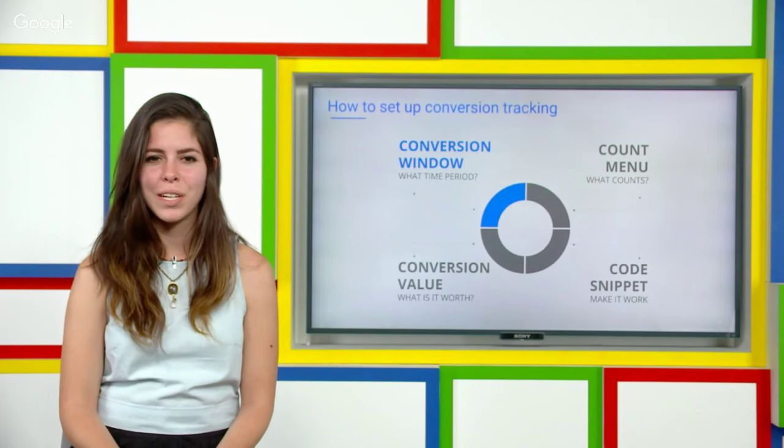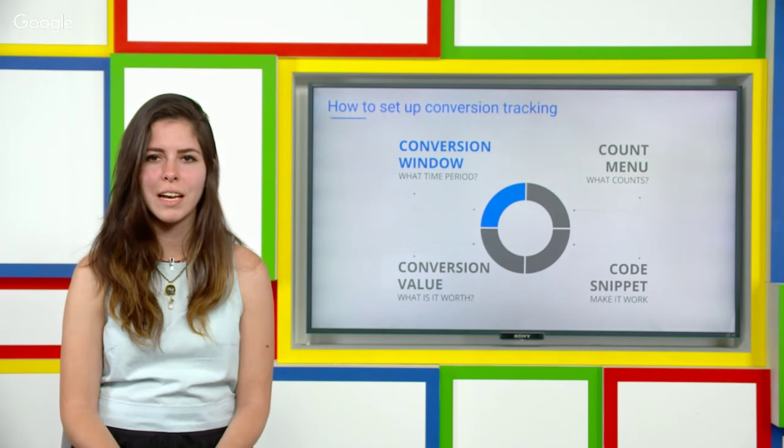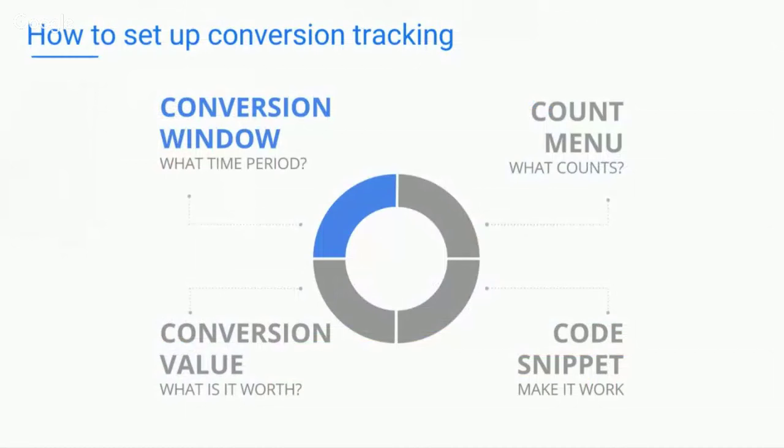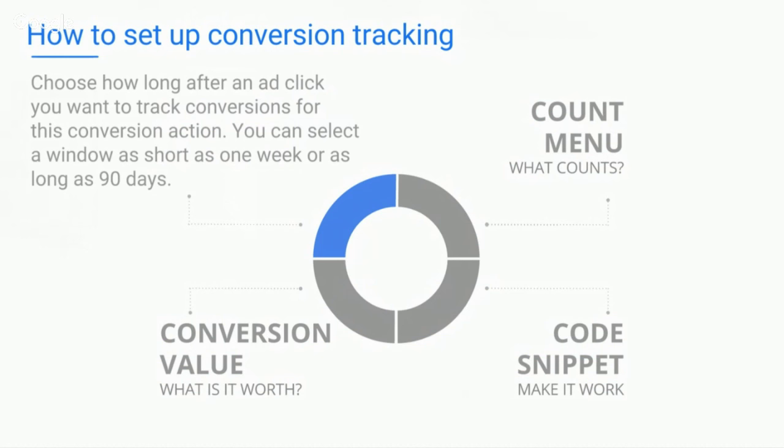So now we're going to move on to actually implementing and setting up conversion tracking, because there are different sections of it. So I want to make sure we talk about them in detail. The first one we want to look at is the conversion window. The conversion window allows you to determine what time period you want to track a conversion for. To choose how long after an ad click you want to track a conversion for, you will do this through the conversion window. You can select anything as short as 1 week or as long as 90 days.